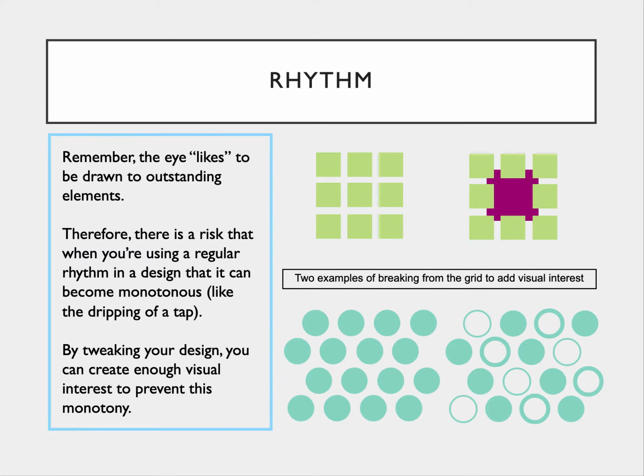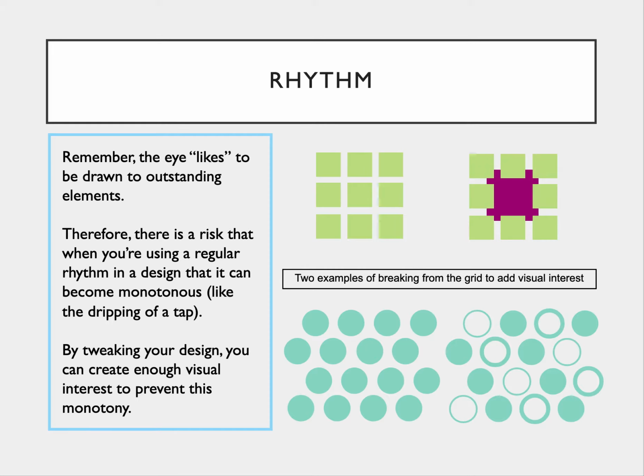So the eye likes to be drawn to outstanding elements, or I don't know, maybe not even likes to, just is. And here's an example of some ways that you can break from a generic repetition in order to create rhythm. Because regular rhythm can be monotonous. Like it's like a tap, tap, tap, tap, tap. So by making little changes to your design, you can help make this more interesting.